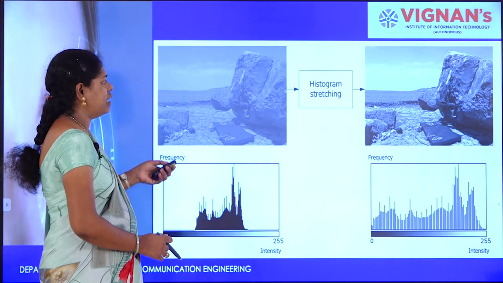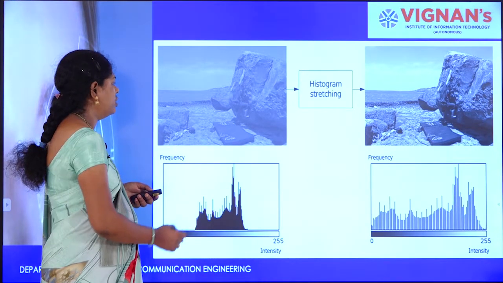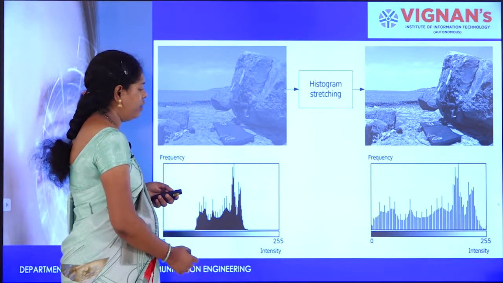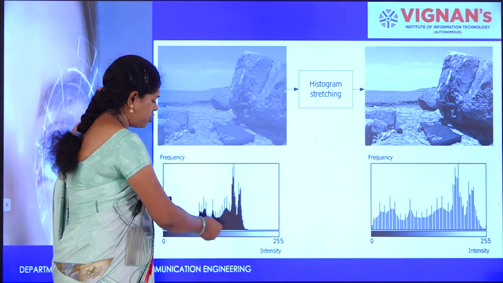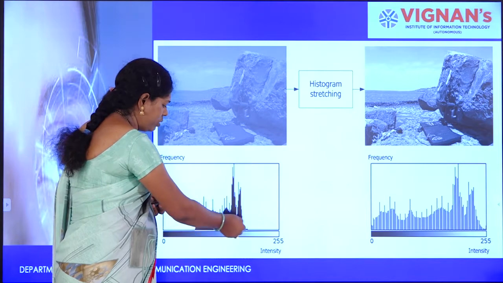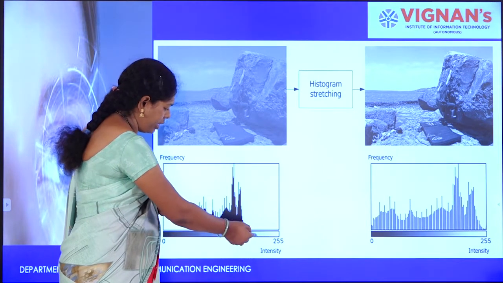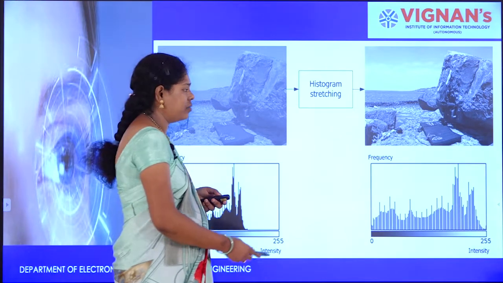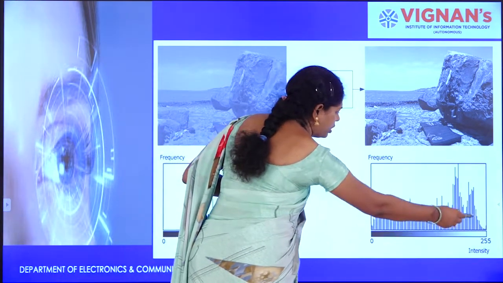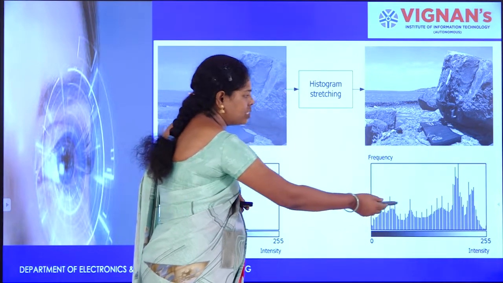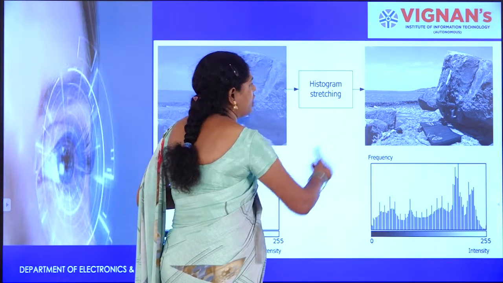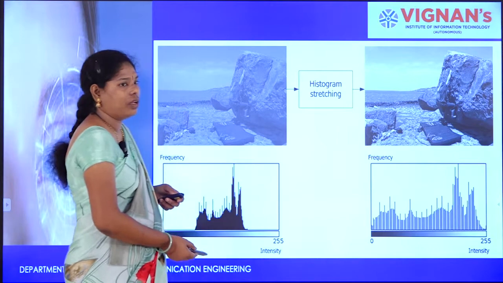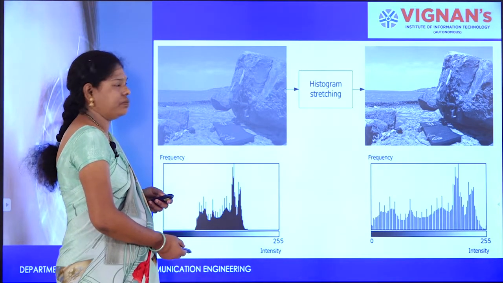Let us see an example of histogram stretching. This is the original image, and just see the histogram: it concentrates only on the middle of the histogram plane. So, it is a low contrast image. To get a high contrast image, it has to spread over the region from 0 to L minus 1. So, we will get the high contrast image by using histogram stretching.